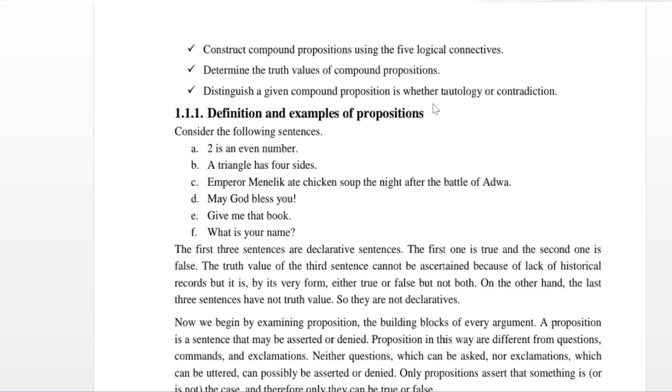A tautology means all the truth values are what? All true. A contradiction means all are what? False. This is all true, this is all false. Contradiction is all false, tautology is all true. So when can it be like this? How can we distinguish? We examine the compound proposition. Okay, nice.